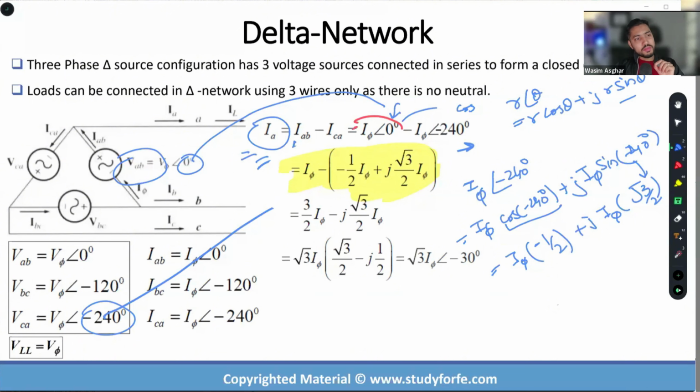I would like you to start from KCL after you finish this session, and actually do the same thing on phase B, and do the same thing on phase C. You'll get 2 more shots at really understanding this inside out, okay?